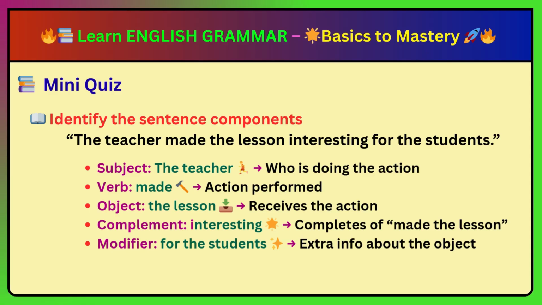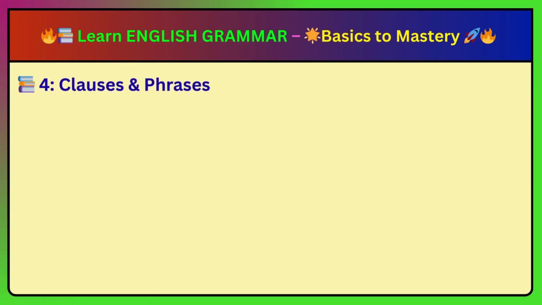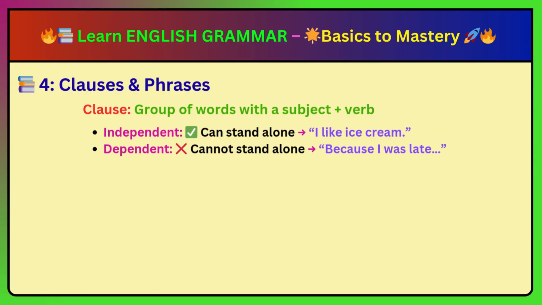Great job. Okay, let's move to the next topic, clauses and phrases. Clause. A clause is a group of words that has a subject and a verb. Clauses have two types, independent and dependent clauses. Independent clause can stand alone as a complete sentence. Example, I like ice cream. Dependent clause cannot stand alone, it needs another clause to complete the meaning. Example, because I was late.